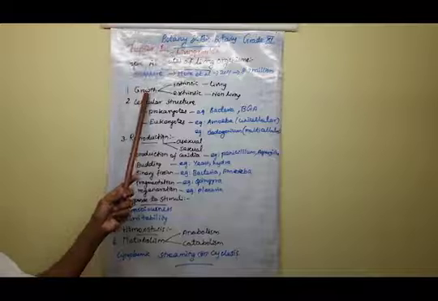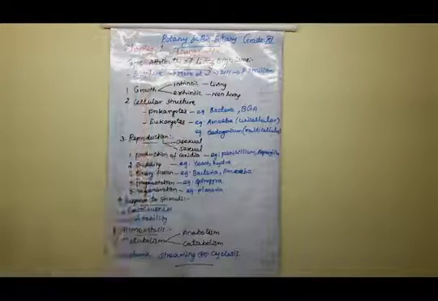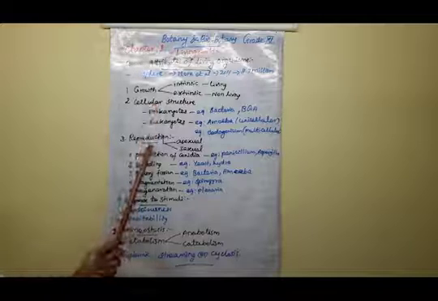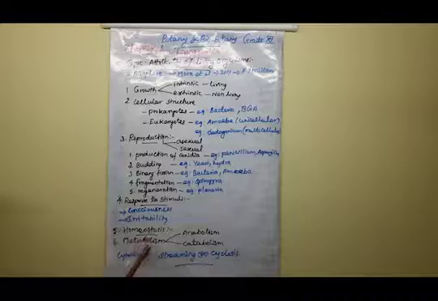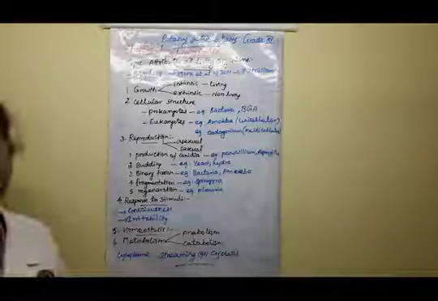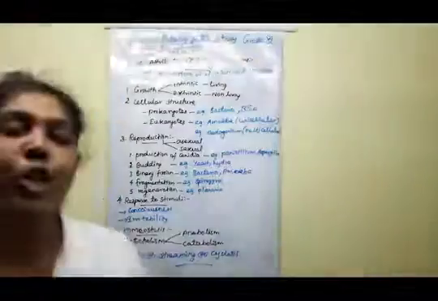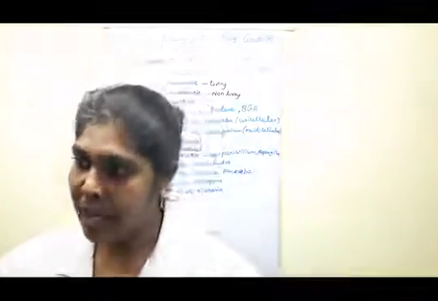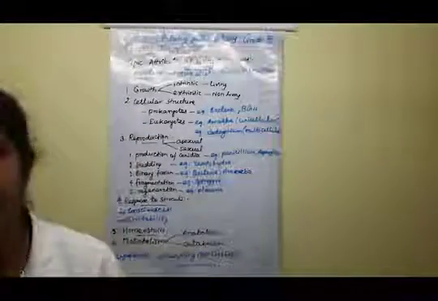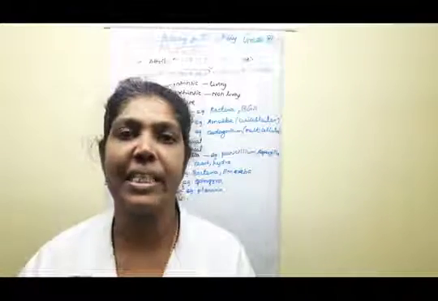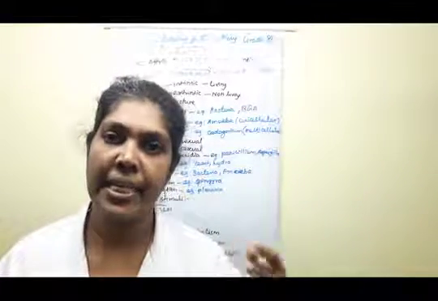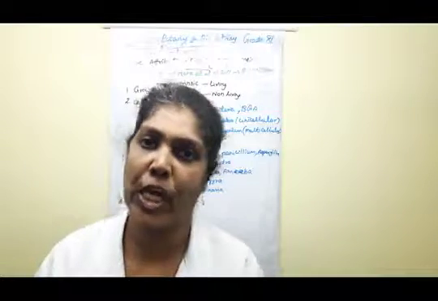The first one is growth as an attribute of living organisms. Then cellular structures and reproduction, response to stimuli, homeostasis, metabolism. Then apart from that, secretion and excretion, and also respiration, and some reproductive characters. All these things are considered attributes of living organisms.